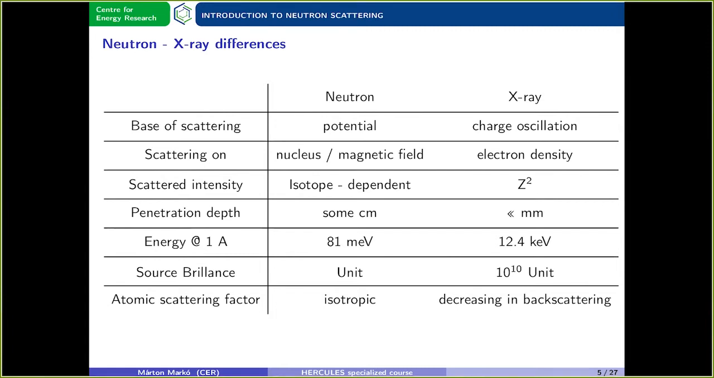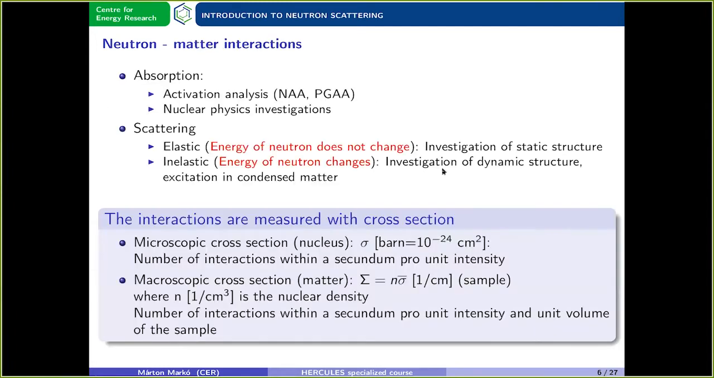And the atomic scattering factor. For neutrons, it's isotropic because the neutron is scattered on a nucleus, which has a radius 5 orders lower than the wavelength of the neutron we use. But the X-ray intensity is decreasing in backscattering. And later I will show you why. There is no miracle in it. But that's a fact.